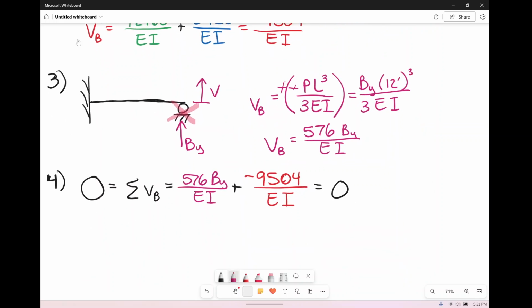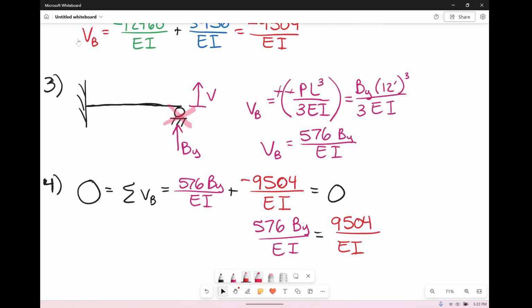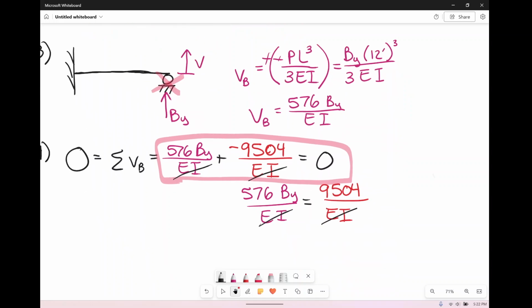Which is why usually you'll see it written as something like 576 By divided by EI is equal to this guy having his sign reversed, 9,504 divided by EI. So in case you're wondering why you might see it as they just set them equal and disregard sign, it is because technically I am adding them together to equal 0. And because of this, you can multiply both sides by EI, and 0 times EI is 0. So yay, EI goes away.